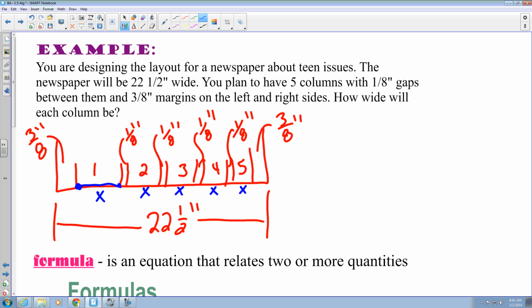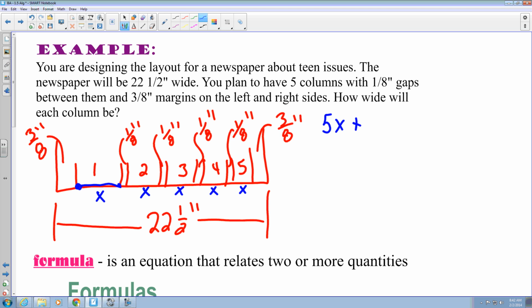So what I'm going to do is add up all of the values that are in between this width of this newspaper, and it's going to equal 22.5 inches. So first thing I want to do is look at the variables. I got 1, 2, 3, 4, 5x. So I got 5x to start with.